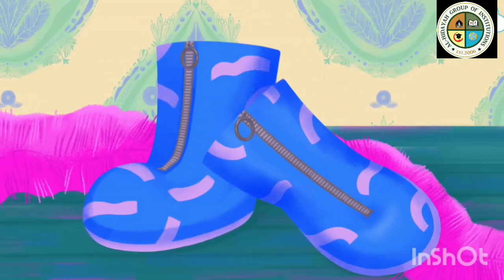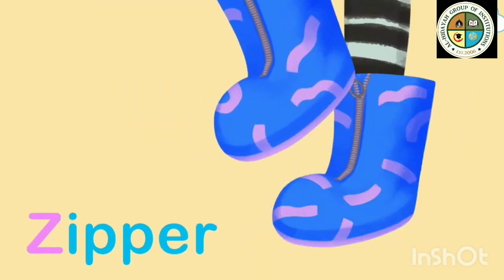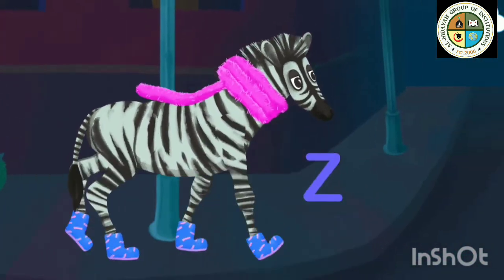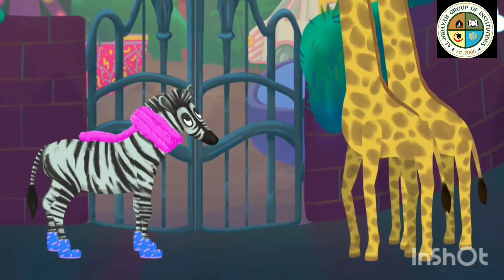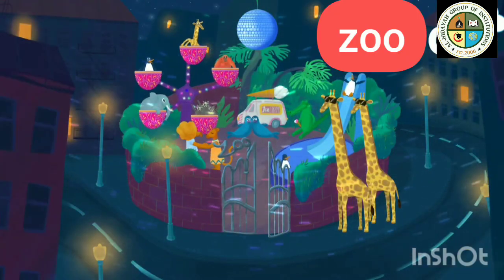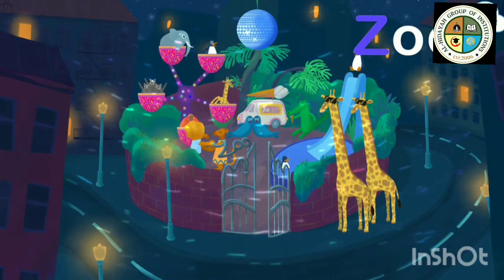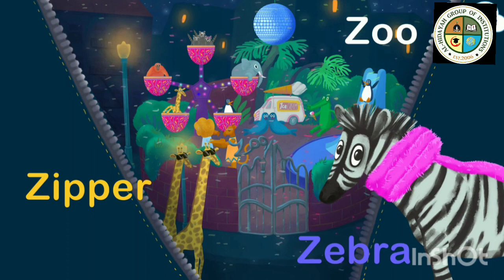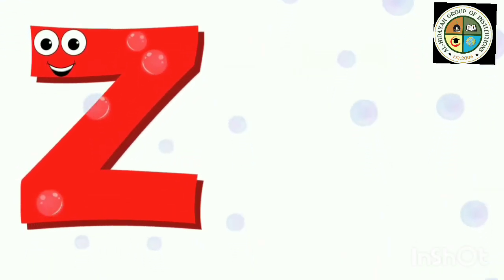Small letter Z. Z is for zipper. Z is for zebra. Now next, Z is for zoo. Z is for zipper and Z is for zebra. Small letter Z.